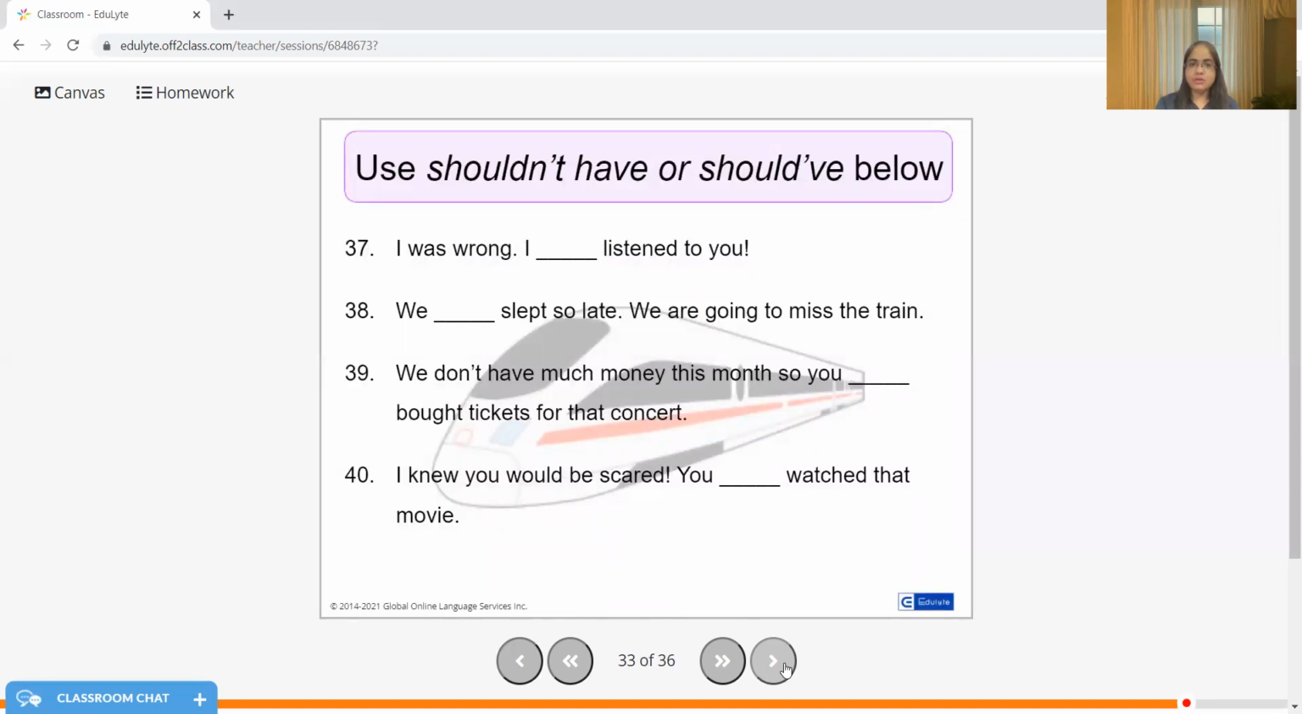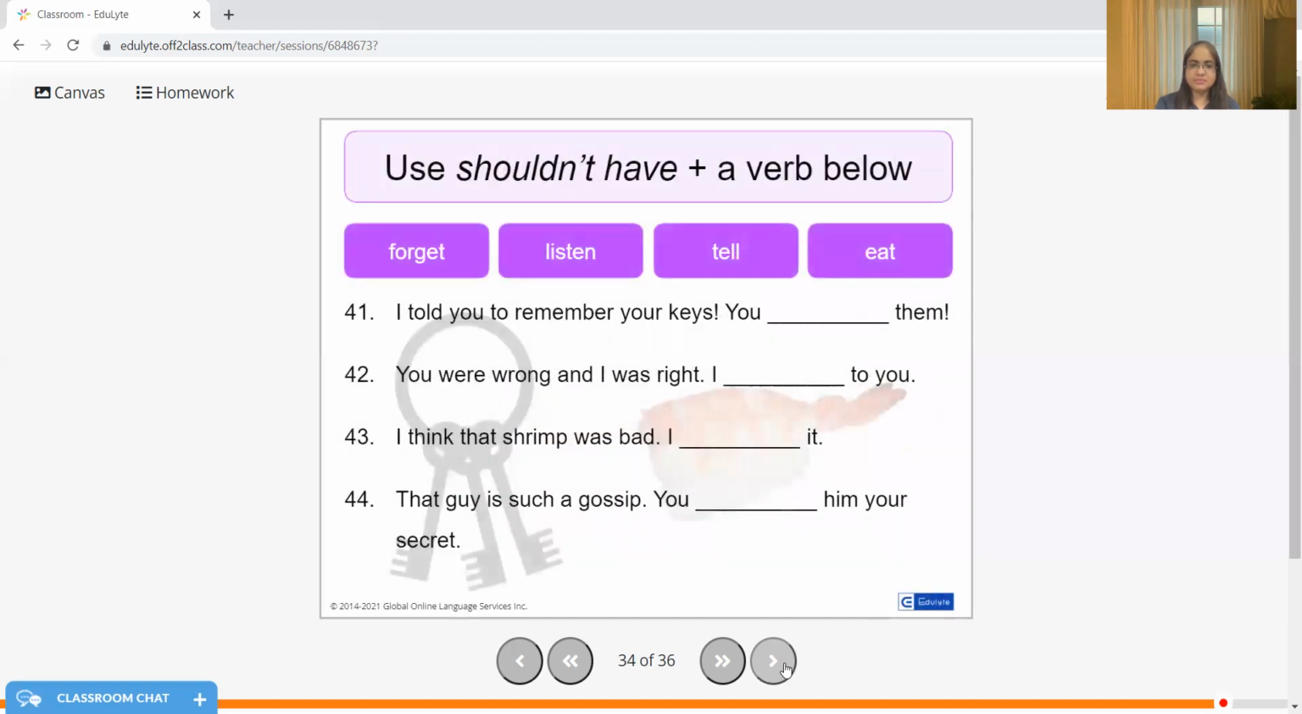I was wrong. I should have listened to you. We should not have slept so late. We don't have much money this month, so you should not have bought tickets for that concert. I'm sorry. I knew you would be scared. You should not have watched that movie. I told you to remember your keys. You should not have forgotten them. You were wrong when I was right. I should have told you.